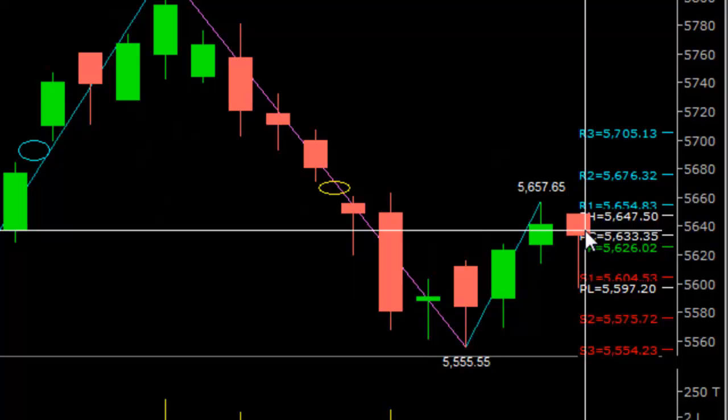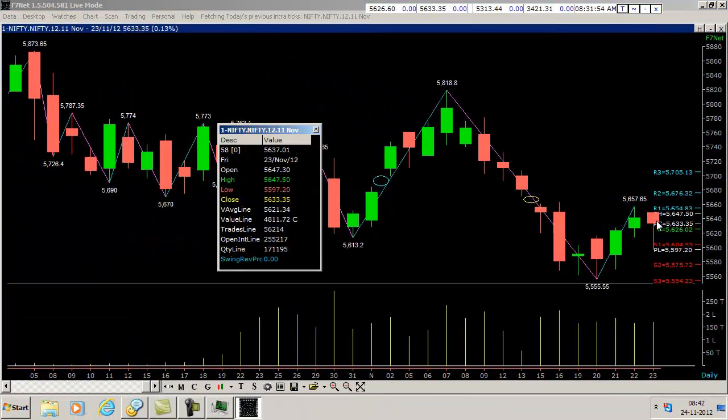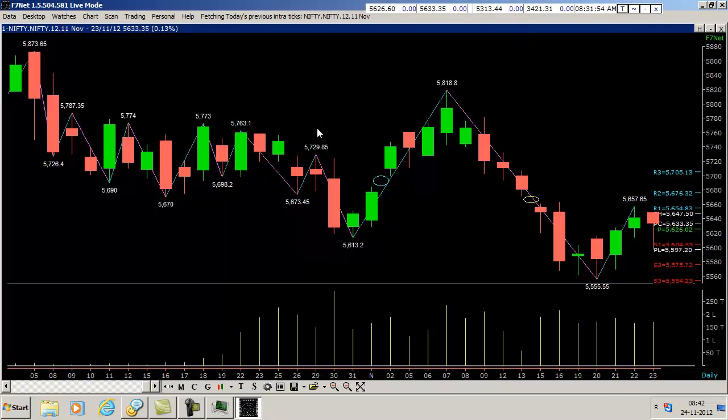Say for example, this range was around 50 points. So based on the range theory, we can predict and get to know where the market can go in intraday, where the market can go on a daily basis, on a weekly basis.